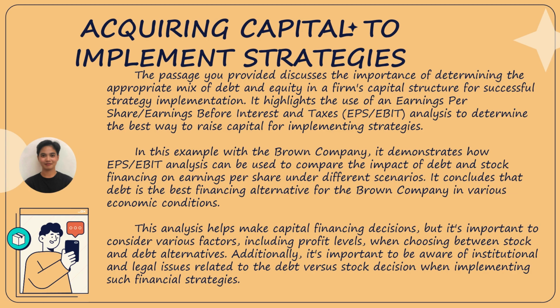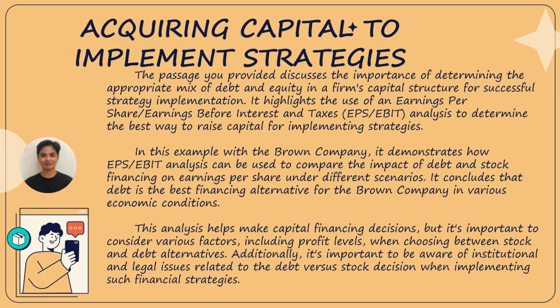Next, acquiring capital to implement strategies. Sa diskusyon na ito, mahalaga ang pagtukoy ng tamang halo ng utang at equity sa pondo ng isang kumpanya para sa epektibong implementasyon ng kanilang mga strategies. Ang earnings per share or earnings before interest and taxes, o ang tinatawag na EPS-EBIT analysis, ay isang paraan ng pagsusuri kung paano makakukuha ng pondo ng pinakamabuti para sa mga planong ito. Sa pamamagitan ng EPS-EBIT analysis, nililinaw kung paano mag-aambag ang utang at equity sa kita at buwis bago ang interes. Ito ay nagbibigay ng masusing perspective kung paano maaaring maging epektibo ang paggamit ng iba't ibang sangkap ng pondo para sa mga layunin ng kumpanya.